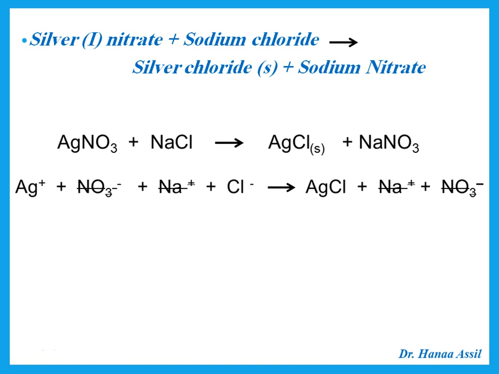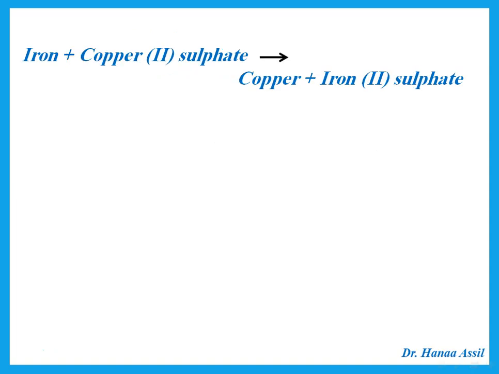Any nitrate is aqueous, so silver nitrate will be ionized. Sodium salts are aqueous, so sodium chloride will be ionized. Any sodium salt and any nitrate will be aqueous, so that is ionized. The only one that's not ionized is the silver chloride, which is a solid. Now cancel whatever is the same on both sides of the arrow, and you end up with this net ionic equation. Okay, try doing each equation on your own.